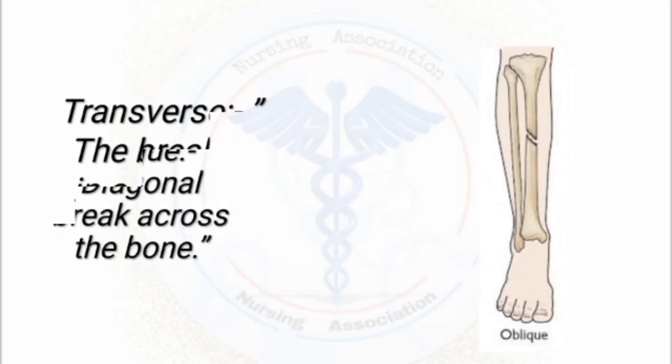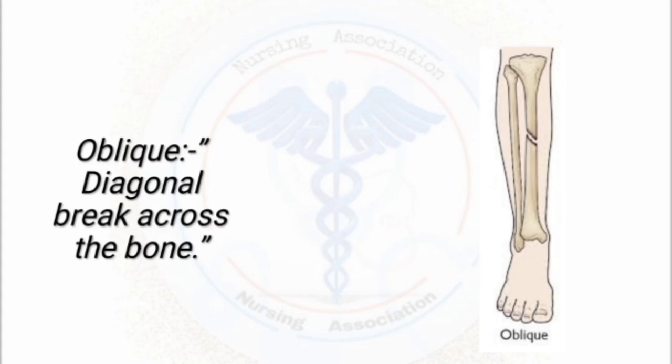Further is oblique fracture, a diagonal break across the bone. You can see in this picture. Oblique fractures are slanted fractures that occur when force is applied at any angle other than a right angle to the bone. So by extreme twisting force being exerted on bone, this fracture occurs.